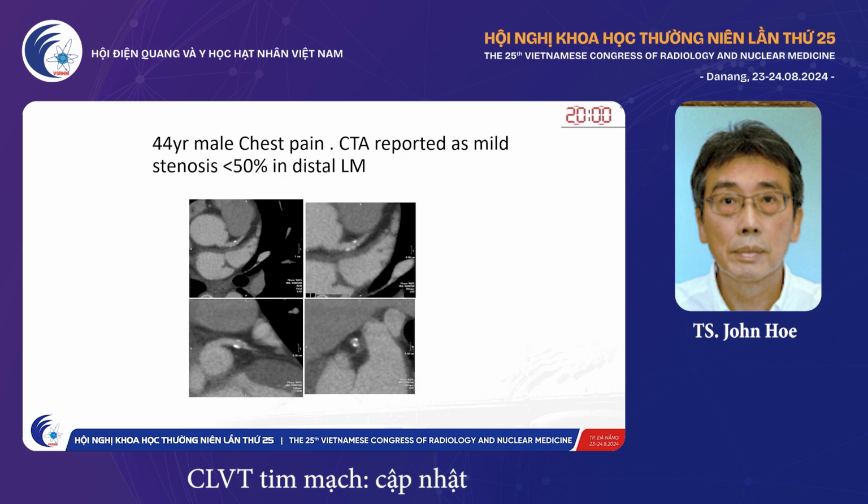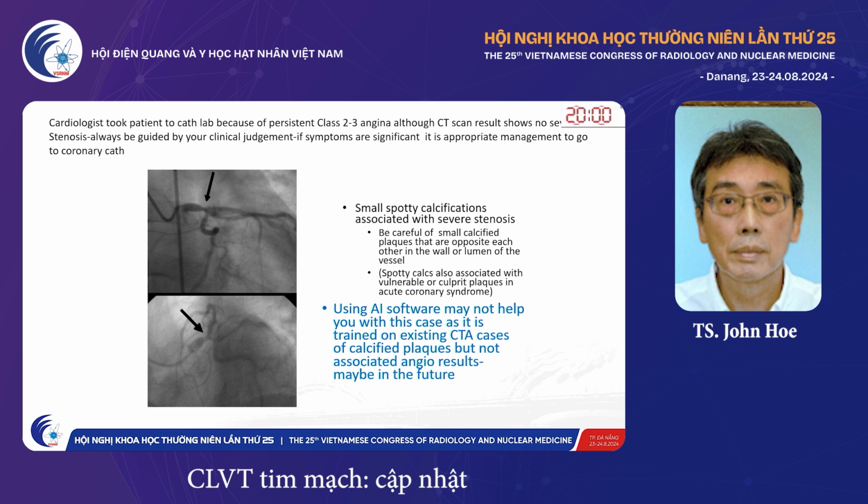Here's another patient, a 44-year-old man with chest pain. We reported the CT scan as showing mild stenosis in the distal left main. You see some calcified plaques opposite each other. But because he had persistent chest pain, he went to the cath lab and you can see a stenosis in the distal left main, which we missed. The reason for that is because of the calcifications that are opposite each other.